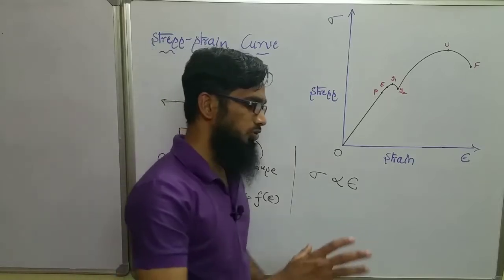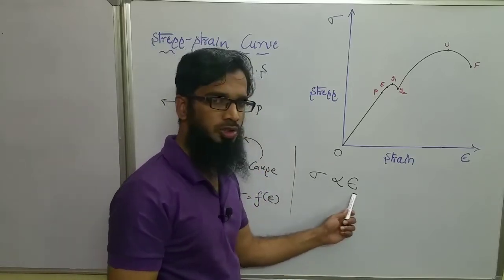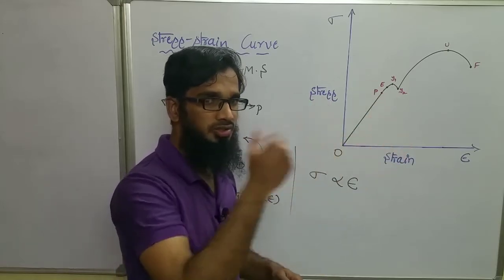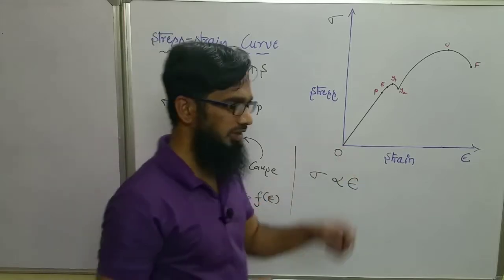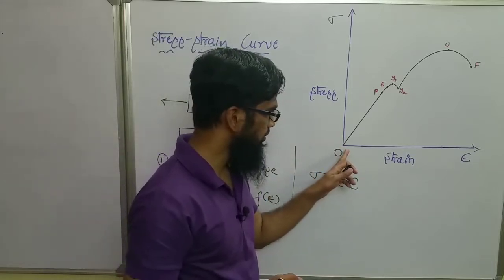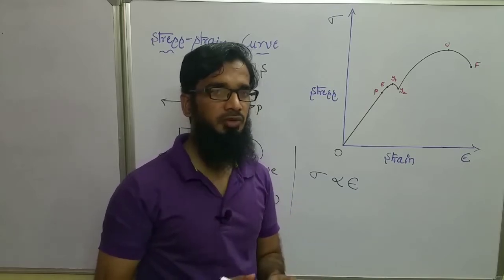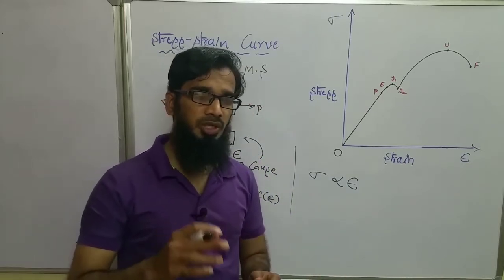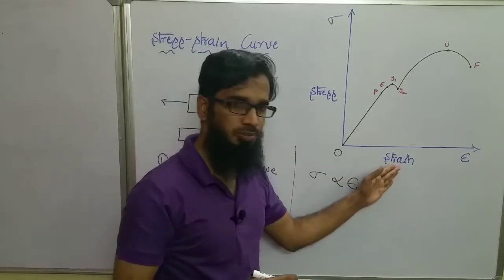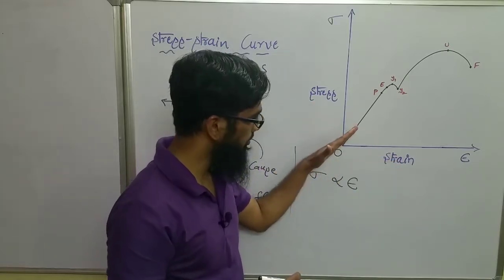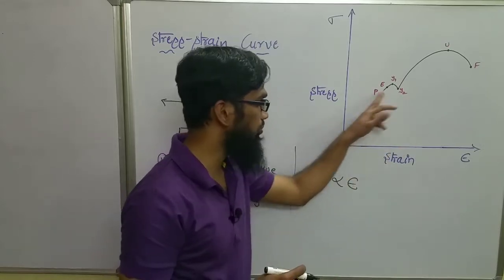At some particular point, the stress is directly proportional to strain. To some extent the stress is directly proportional to strain. That's why when you draw the graph, you can see from O to P something like linearity. The material behaves in such a way that the stress is directly proportional to strain. So we can see a somewhat straight line from O to P here.